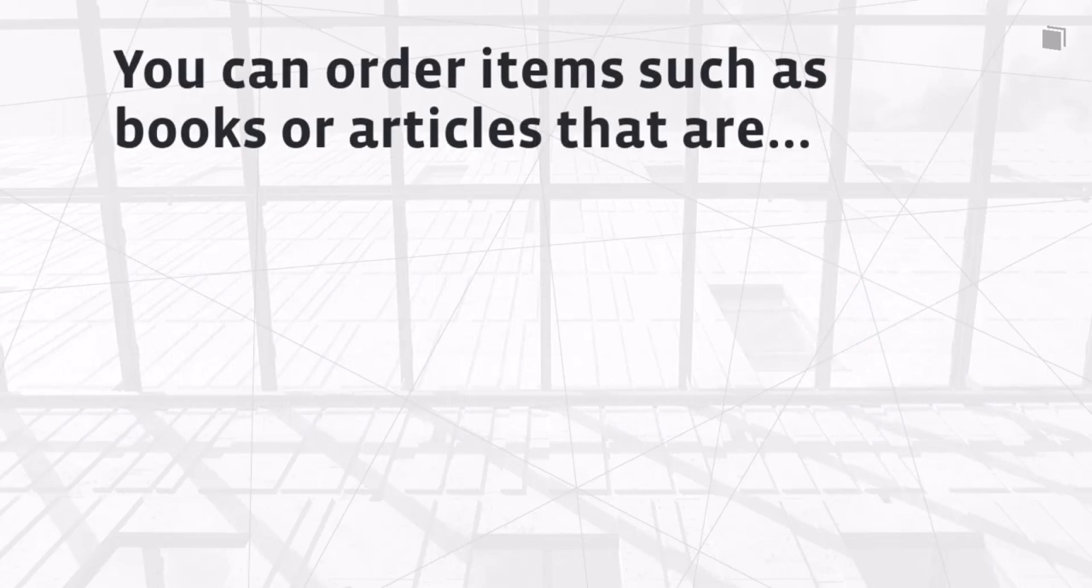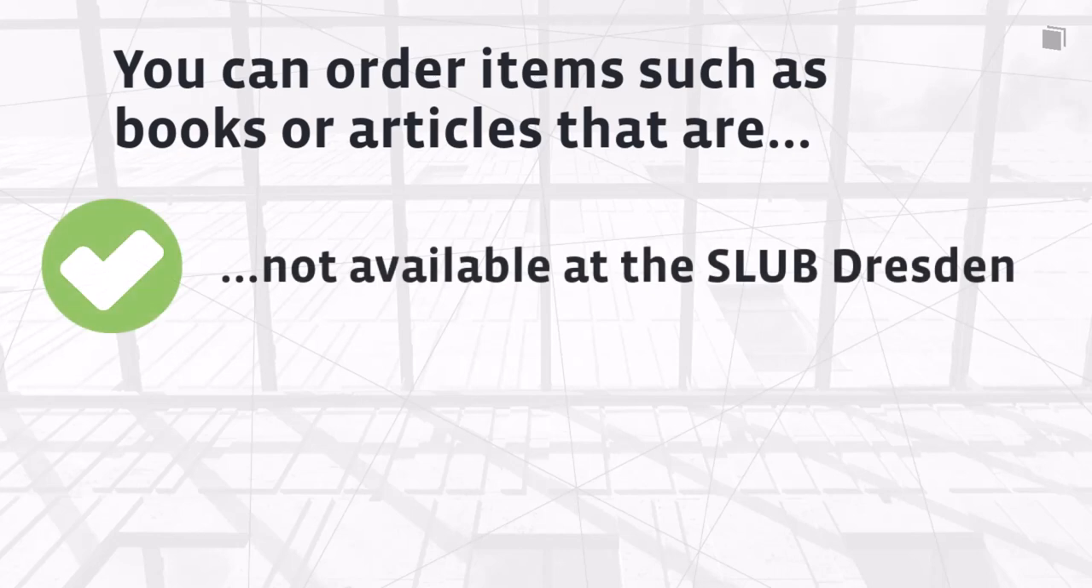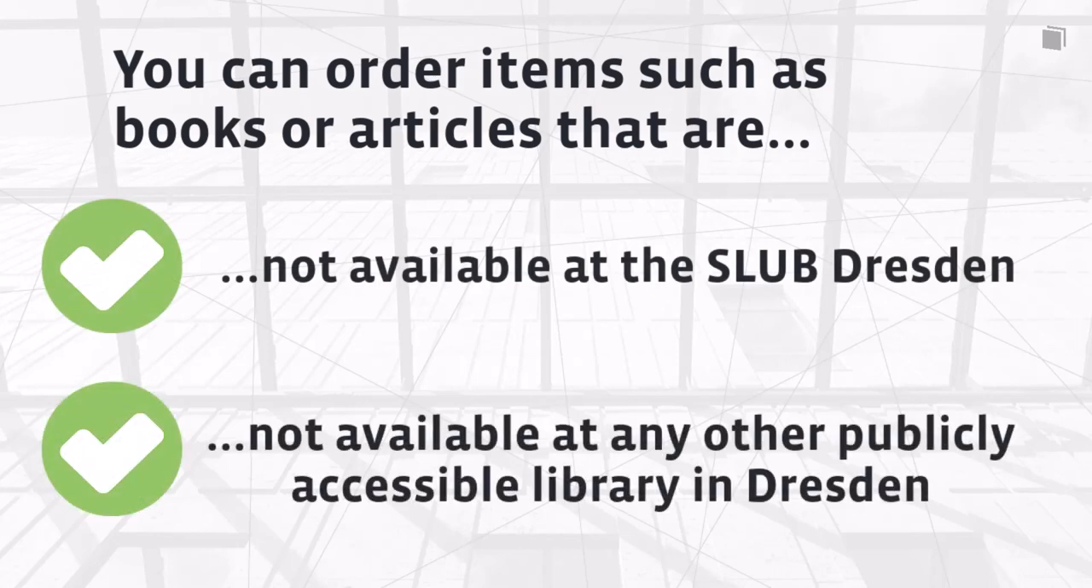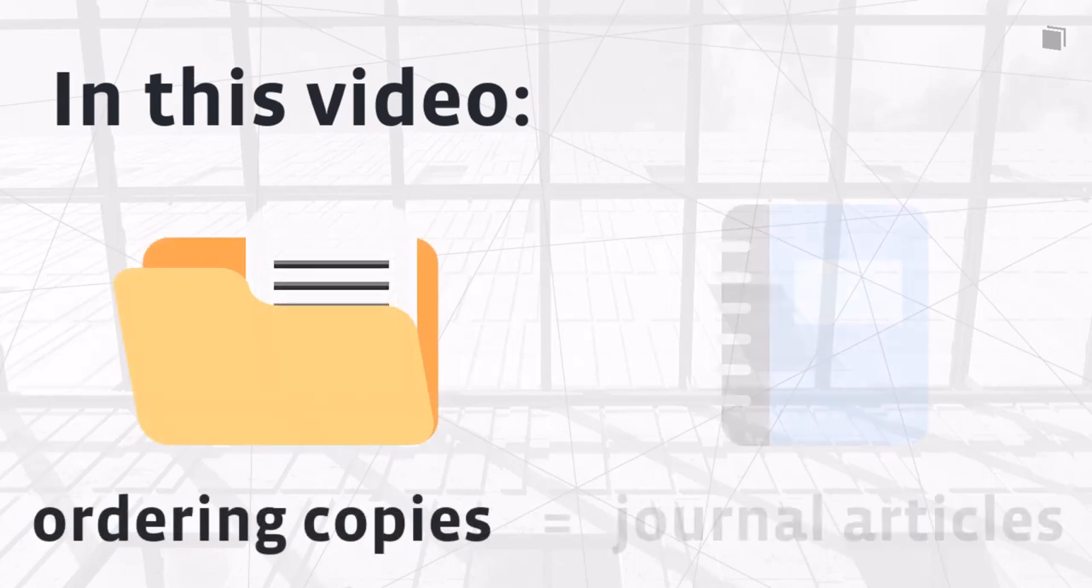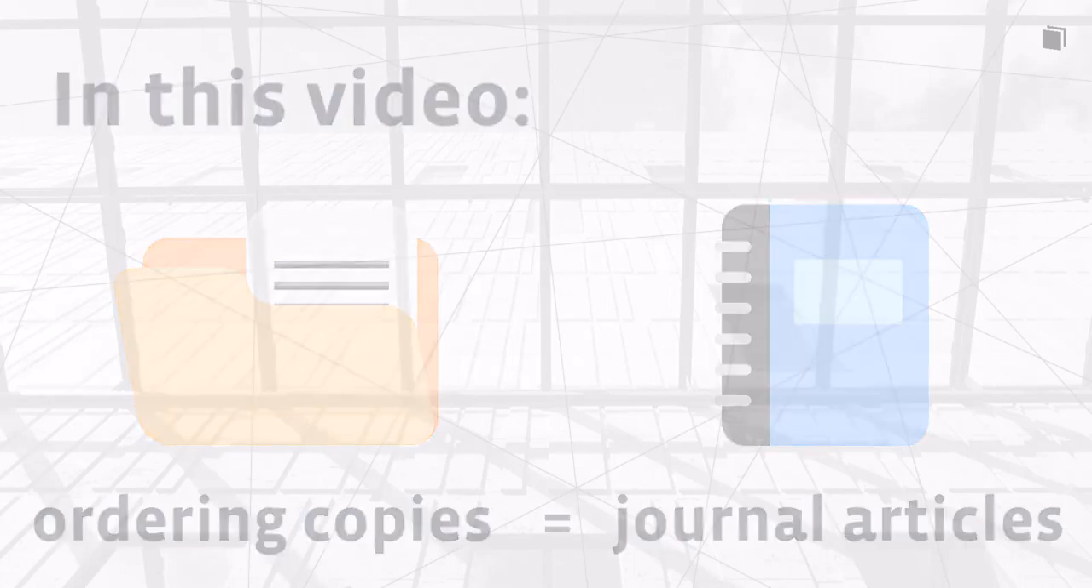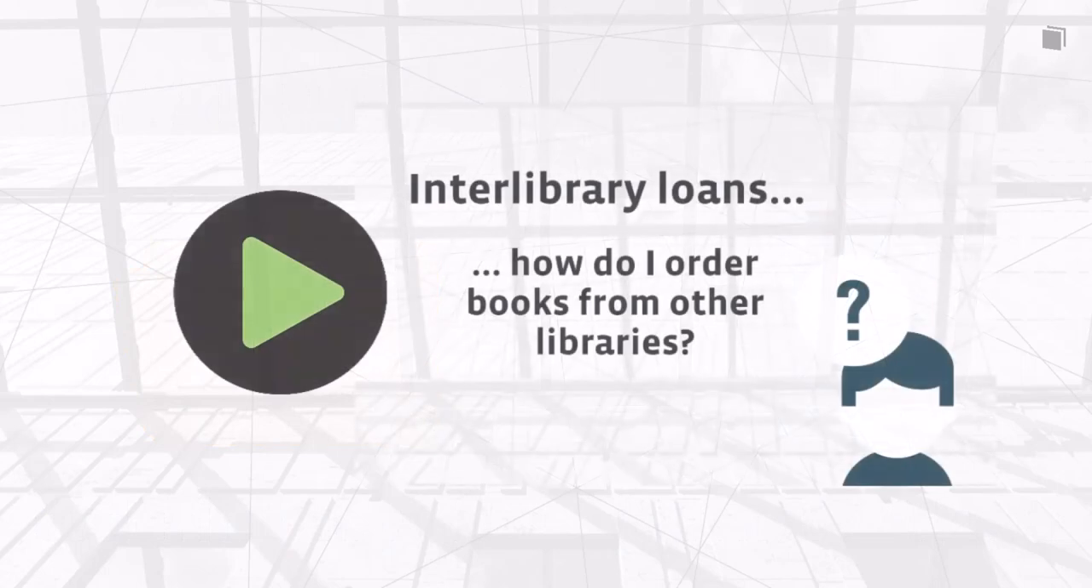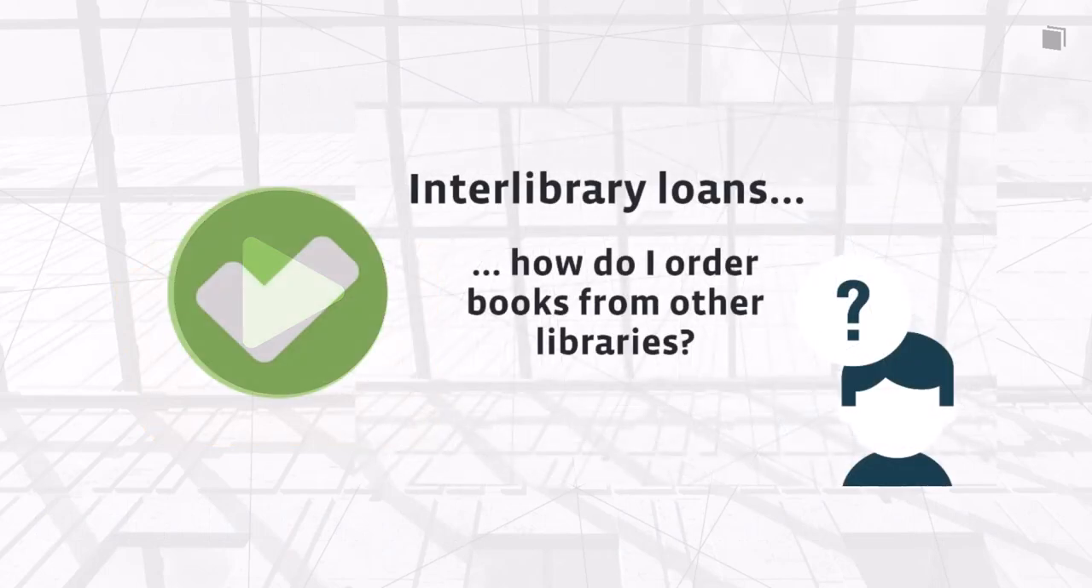As already mentioned in our first video, you can only order materials through the Interlibrary Loan system that are not available at the SLUB Dresden or at any other publicly accessible library in Dresden. In this video, we will focus on how to order copies of journal articles. If you have not yet seen our first clip on interlibrary loans, we recommend that you watch that one first. It explains the basics of requesting an interlibrary loan using books as an example.